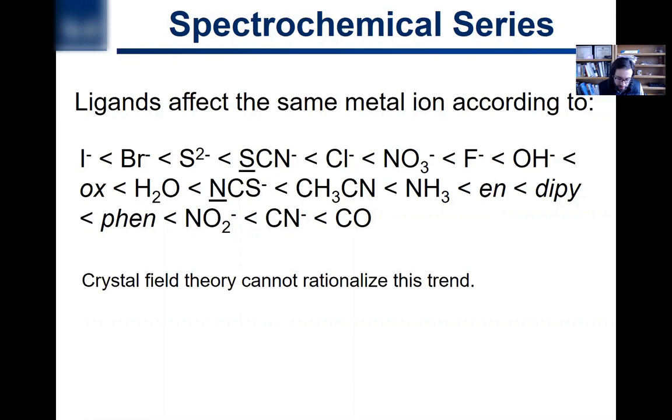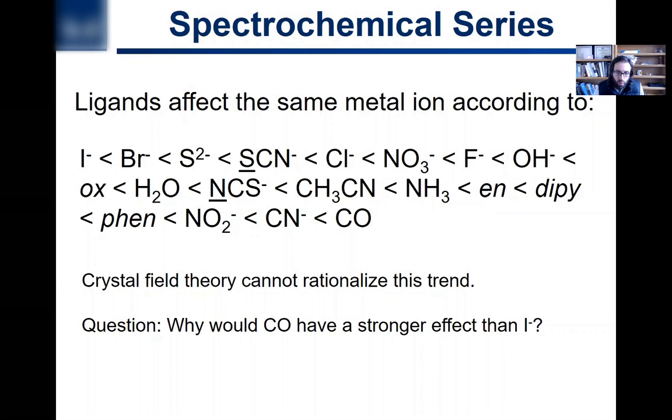Crystal field theory is a very simple model that just relies on electrostatics. Why would, for example, carbon monoxide have a stronger effect than iodide? If we're thinking about crystal field theory, more negatively charged ions should have a bigger delta O because you give rise to more electron-electron repulsion, right? That's what crystal field theory says is the origin of the delta O. It's all electron-electron repulsion. So you'd think that this should be sorted by charge, but it's not. You've got neutral molecules sprinkled in all over the place.